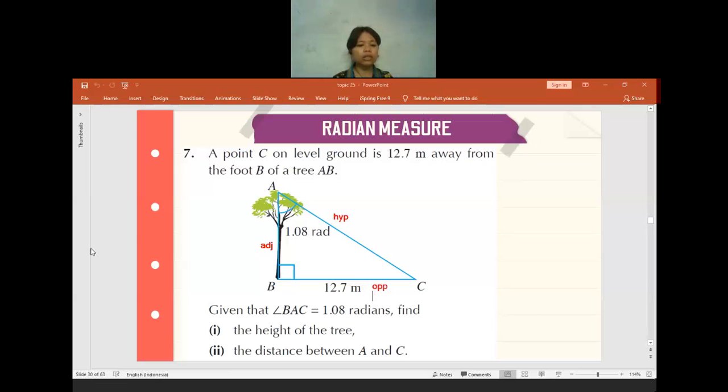The height of the tree, do we take the adjacent or the hypotenuse, which one represents the height of the tree? Adjacent, okay. And the given one is the hypotenuse or opposite? Opposite. Okay, so we take the opposite and adjacent. So which term do I have to use? Is it sine, cos, or tan? Tan. We use the TOA. So tan 1.08 radian equals what divided by what?